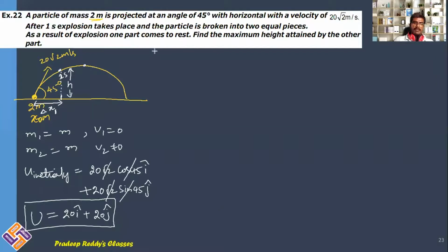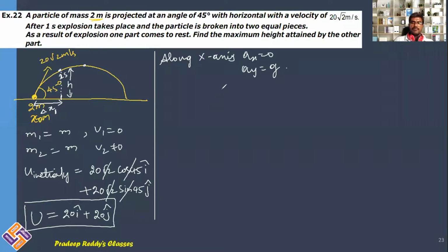So whenever projectile is going along x-axis, acceleration along x-axis is equal to 0, acceleration along y-axis is equal to g. Therefore, velocity along x-axis will remain the same as it is. Ux is equal to 20 meter per second, that will remain the same, and Uy decreases with time. This is what we have already discussed in the projectile path. Now, at the time of explosion, at what distance it has exploded, we should calculate.